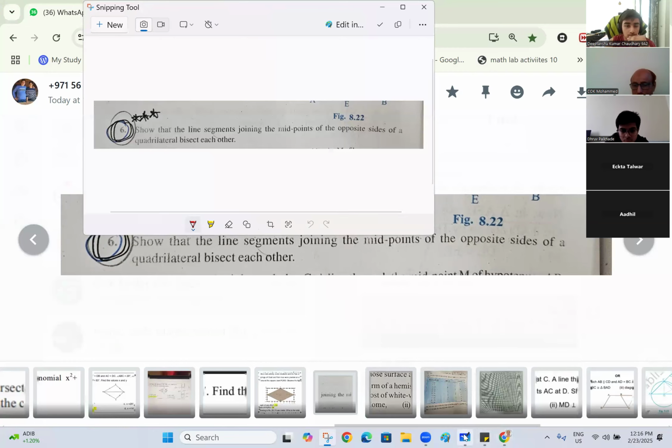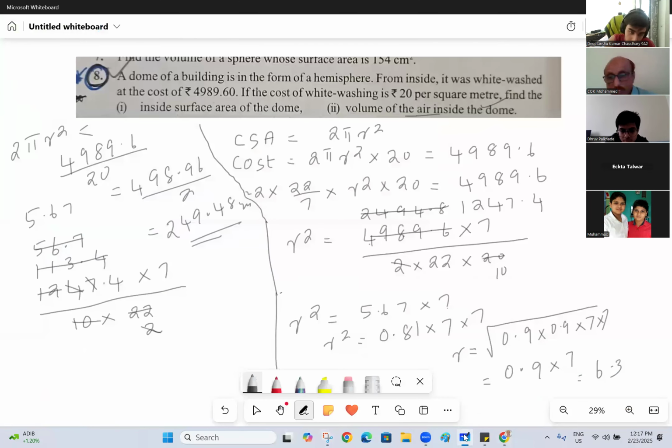Sir, can you just show the last part of the previous question? This one. Yes, sir. I did not find the volume. That is just calculation. 2 by 3 pi r cube. 2 into 22 by 7 into 6.3, 6.3, 6.3. Do it.